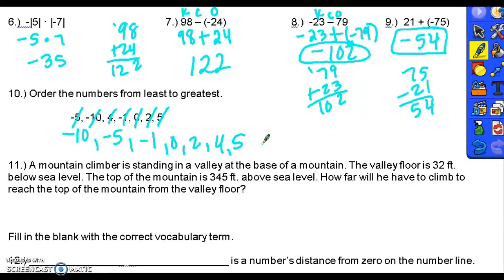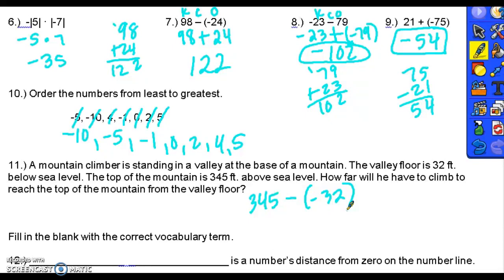A mountain climber is standing in a valley at the base of a mountain. The valley floor is 32 feet below sea level. The top of the mountain is 345 feet above sea level. How far will he have to climb to reach the top of the mountain from the valley floor? So when you're talking about how far something has to go, you take the biggest one, 345, subtract the smallest one, 32 feet below sea level. That's going to be negative 32.